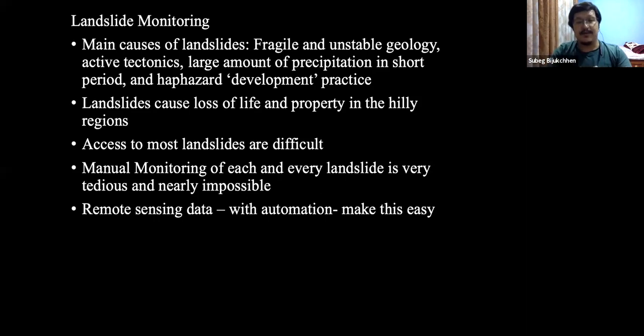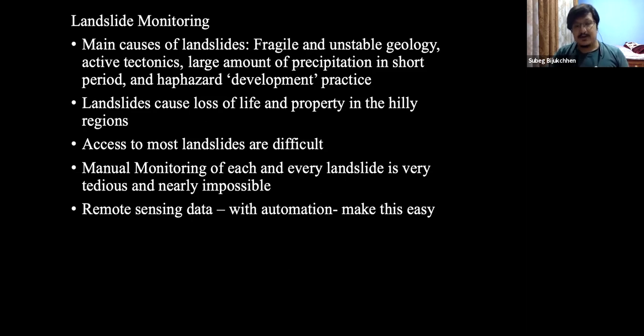So landslides cause loss of life and property, mostly in the hilly regions. Every year, people lose their lives and their property. And access to most landslides is really difficult. It's a problem. You cannot go to the places where there are landslides easily.